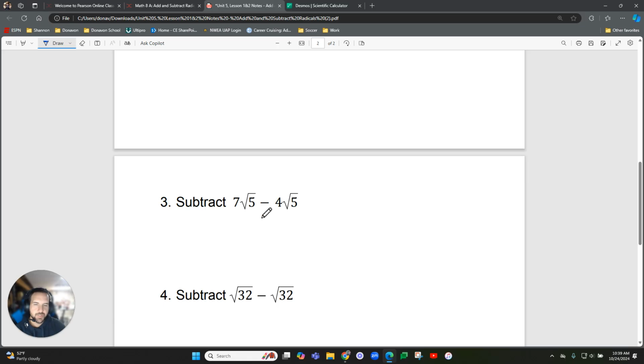All right, question number 3. We have 7 square roots of 5 minus 4 square roots of 5. Again, the radicand is the same. They're both 5s, okay? And they both are square roots, even though, again, there's an invisible 2 here. So all we have to do is subtract. So 7 minus 4 is 3. So that's 3 square roots of 5. That would be our answer for that.